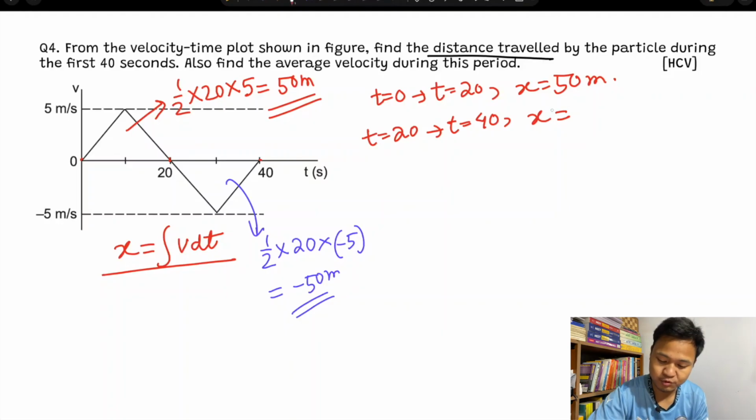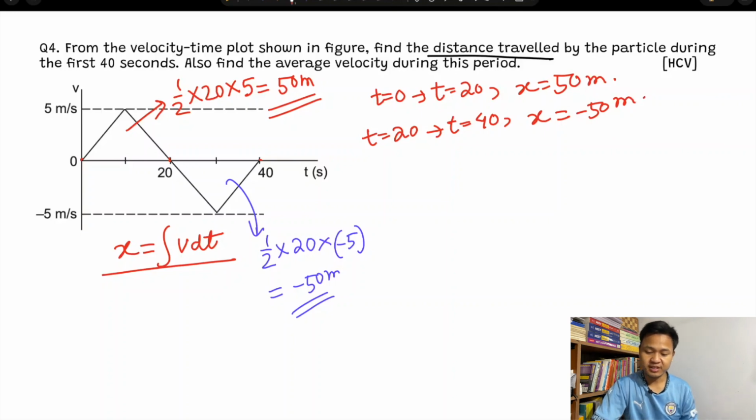Okay, so from 20 to 40, what is the distance? Distance is 50, even though displacement is different, so that will be minus 50. Here they ask the first part: distance from 0 to 20 is 50 meter, and from 20 to 40 is also 50 meter. It is better to define the directions also, so it is plus 50 to minus 50.